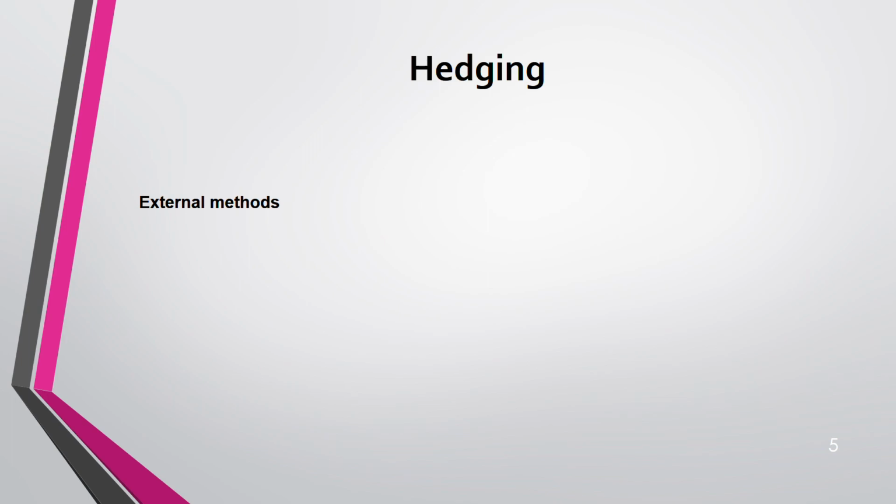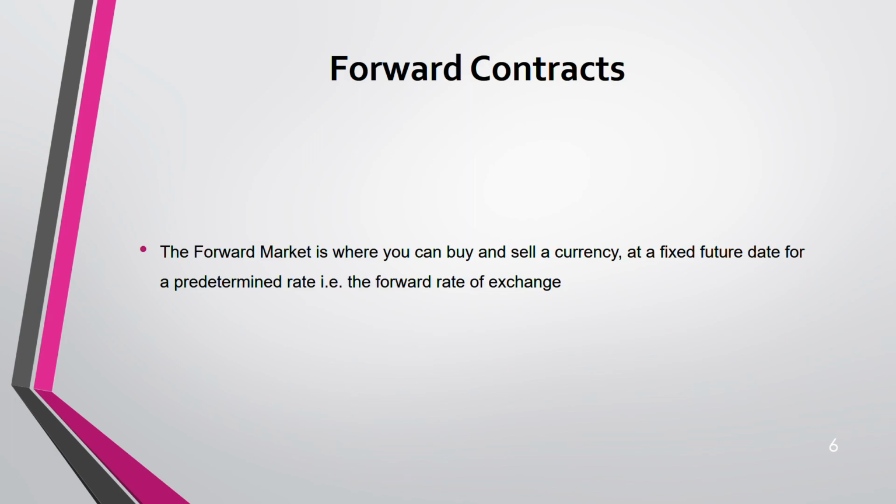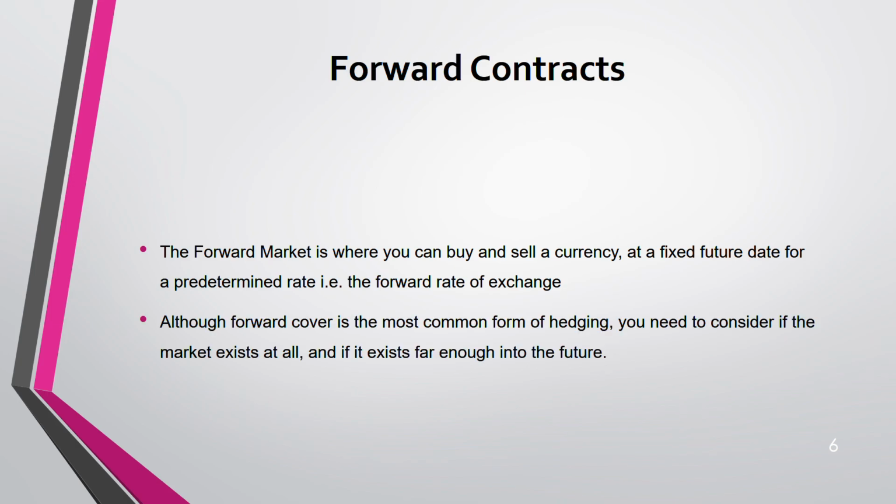Now we are moving to the external methods. In the external method, these are the methods: forward, money market, currency future, currency option, currency swap. We are going to start with the forward first. Forward is one of the easiest. Why? Because you are just given one rate, use that rate, convert it, and done. Okay. So forward means you can either buy or sell a currency at that fixed rate. Simply that is the meaning of forward. Okay. And this is the most common form of hedging also. But not all the time does a market exist for forward. You have to consider whether a market actually exists for forward or not.